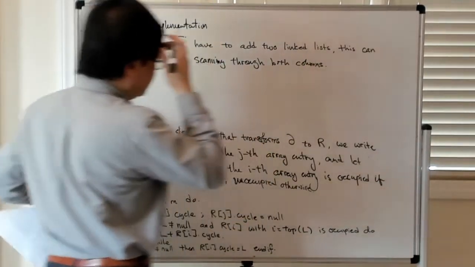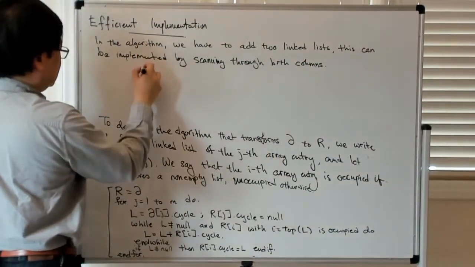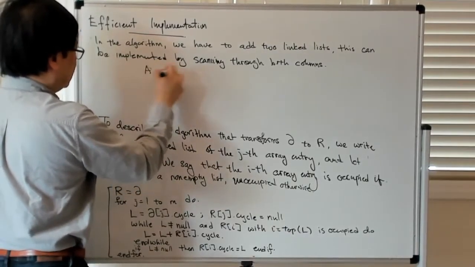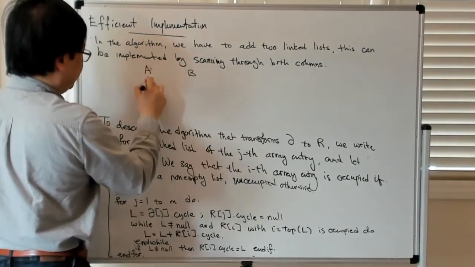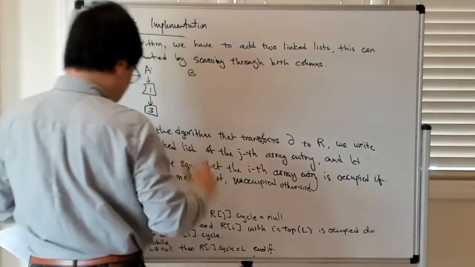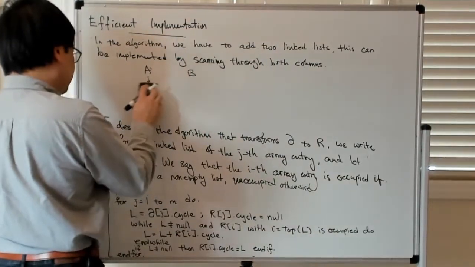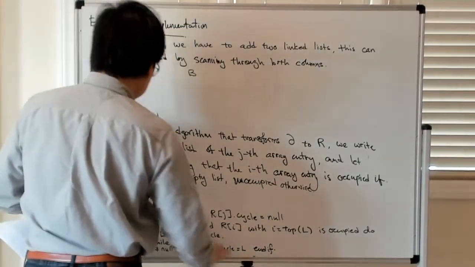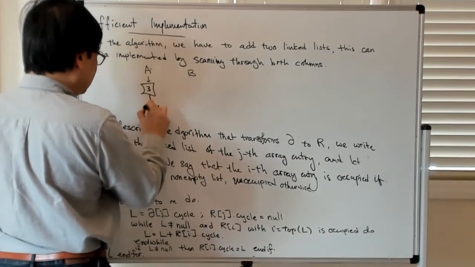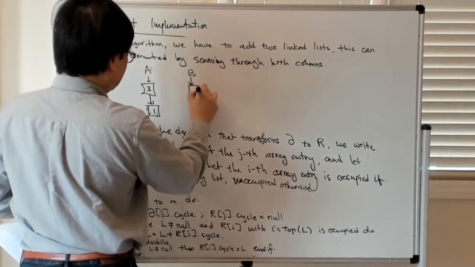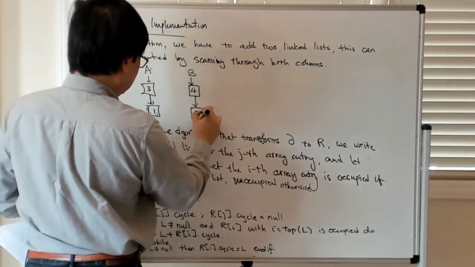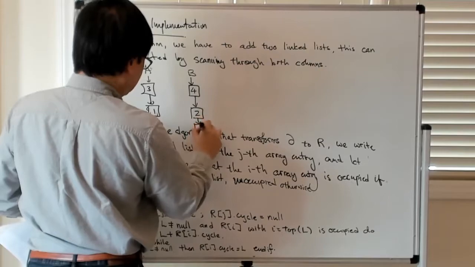Okay, so let me try to illustrate this. Let's say we have A and B, and we have a linked list which says maybe this is 1 and this is 3. Maybe I'll do it in the reverse order to be consistent with the algorithm. Say 3 and 1, right? And this one is say 4 and 2, and then 1, for example.